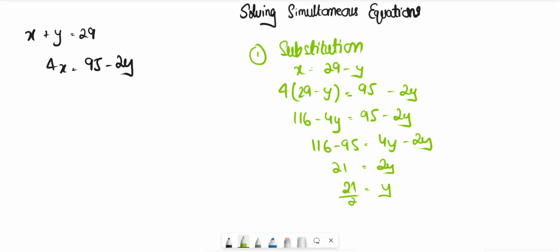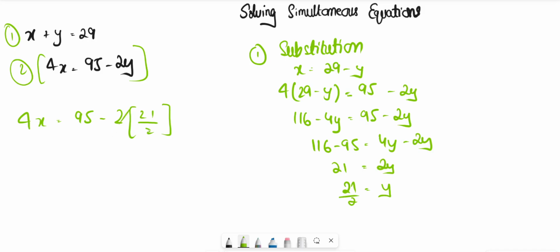Great. Now, let's input the same value of y within which equation do you want me to put it into? I'll give you people the time to decide. Generally, we can put it in any of them, but let me put it in equation 2 first. This is equation 1, this is equation 2. 4x equals 95 minus 2 into 21 upon 2, right? So this 2 will be cancelled out by this 2, as simple as that. 4x equals 95 minus 21, x equals 74 upon 4, which becomes 37 upon 2.